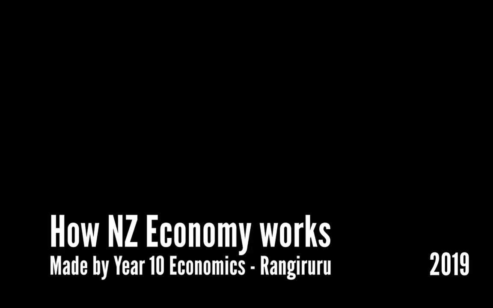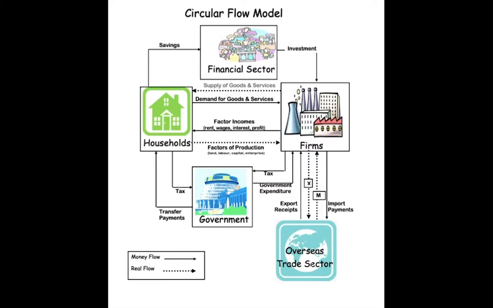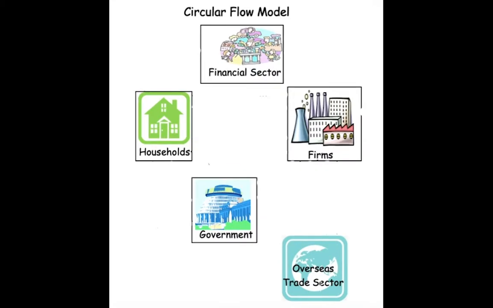To understand how the economy works, we use a simple diagram that helps us understand the sectors of economy and how they interact with each other. This model is called the circular flow model. There are 5 sectors of the economy: firms, the financial sector, the overseas trade sector, the government, and households.